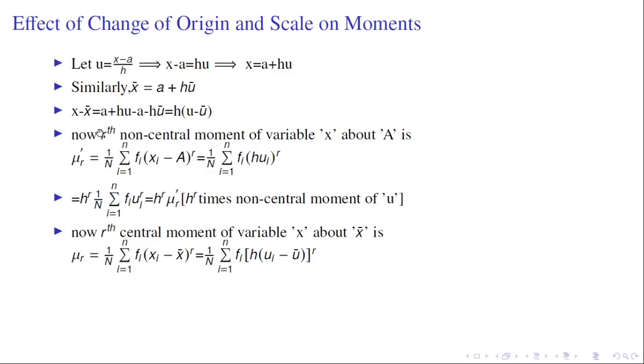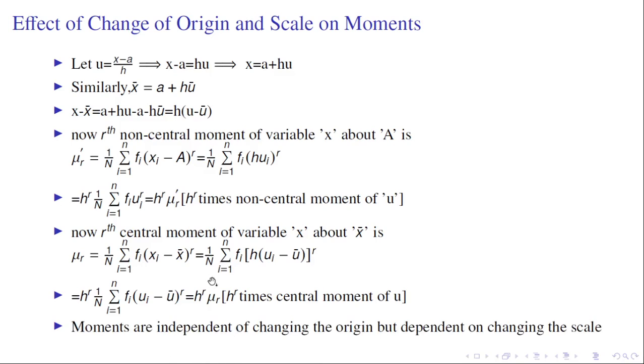Instead of x minus x bar, we can use h into (u minus u bar). Here this h comes out, h power r comes outside, 1 by n into summation i is equal to 1 to n, fi (ui minus u bar). Similar, but earlier this was the non-central moment of variable x and that of variable u. So this is h power r times the central moment of u.